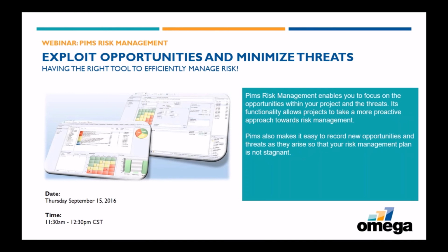Today we're going to focus on risk management and looking at how we can use our Pims Risk Management tool to help us minimize threats but also exploit opportunities that arise within projects. The functionality is going to show how to take a more proactive approach to risk management, how to make sure that we are adding threats and opportunities to our risk list during the life of a project, not just at the beginning, and how to make sure we're progressing them during the life of the project.